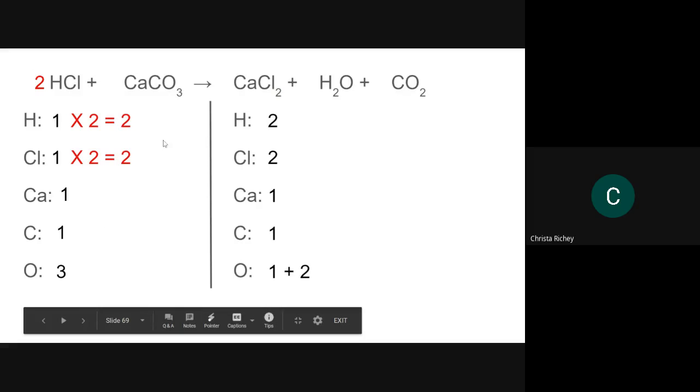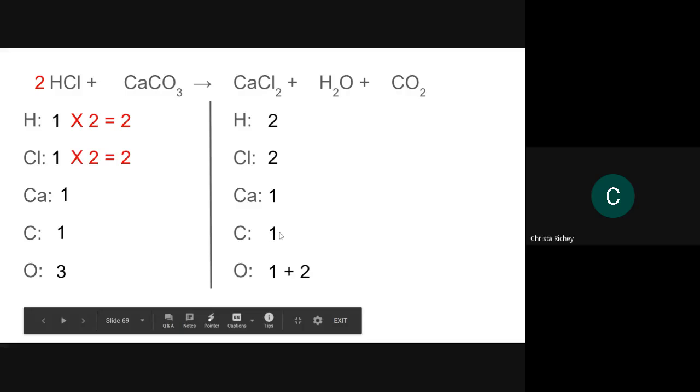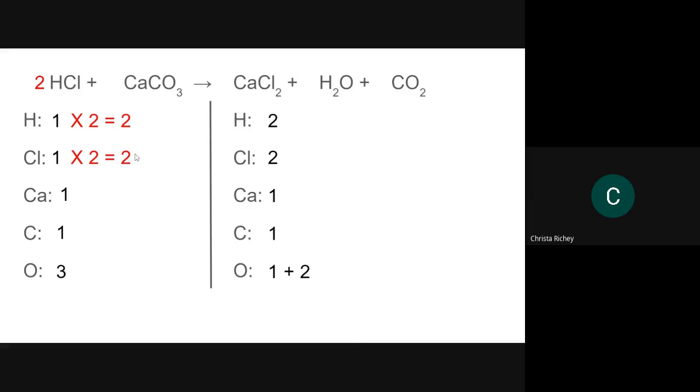Okay, so now I get to start over. 2 is equal to 2. Oh, look, 2 is equal to 2. 1 is equal to 1. 1 is equal to 1. And 3 is equal to 1 plus 2. So now it just looked hard. All of those missing numbers are 1s.